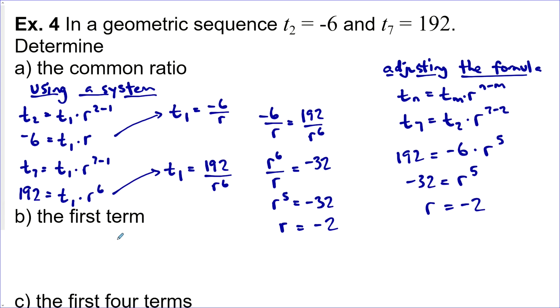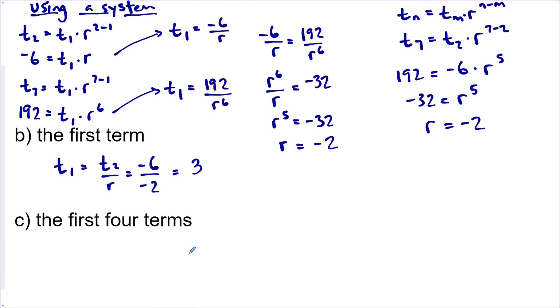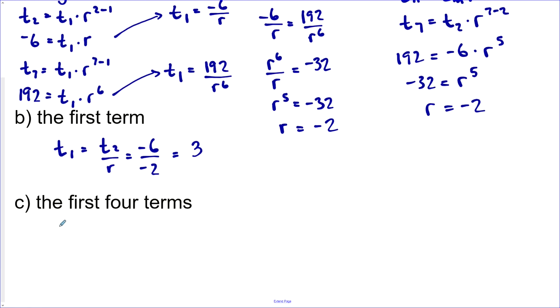Let's do the first term. So the first term is equal to, how about the second term divided by r? So the second term is negative 6 and r is negative 2. That means the first term is 3. Now let's do the first 4 terms. So if t1, t2, t3, t4, t1 is already 3, and then just multiply by negative 2 each time. So negative 6 and 12 and negative 24.